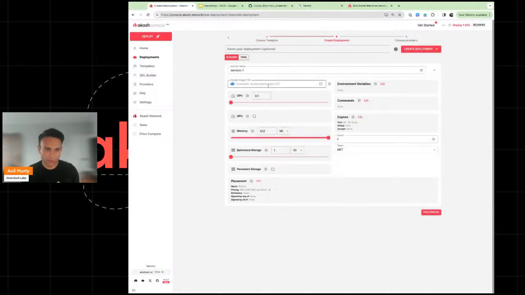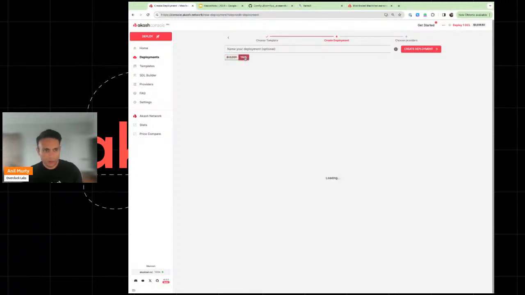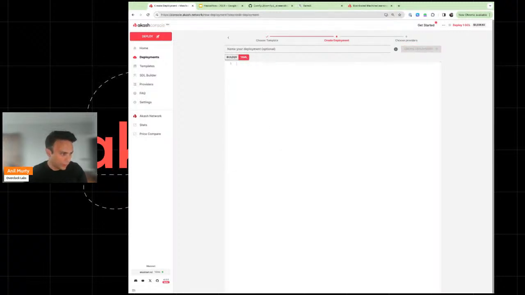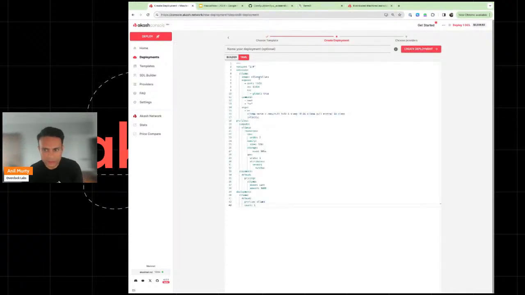Here you can either use the UI to indicate your Docker image, the name of the service, the type of the GPU, and so on. Or you can do what I'm going to do, which is click on the YAML portion of this, clear out all the YAML here, and then copy your SDL. So what I'm going to do now is copy an SDL that I have for deploying Llama. So here is that SDL.